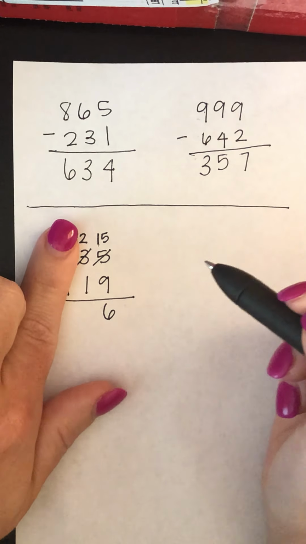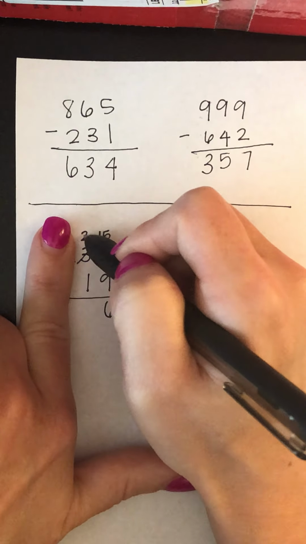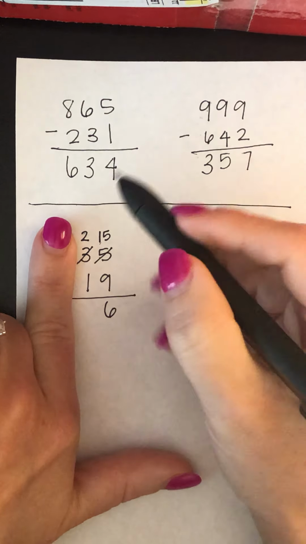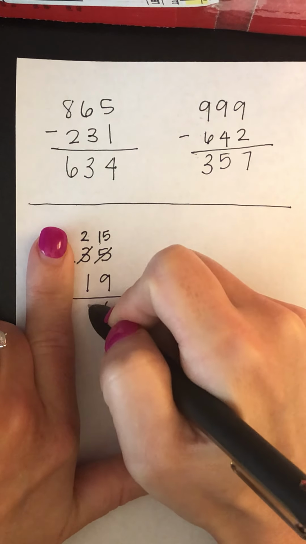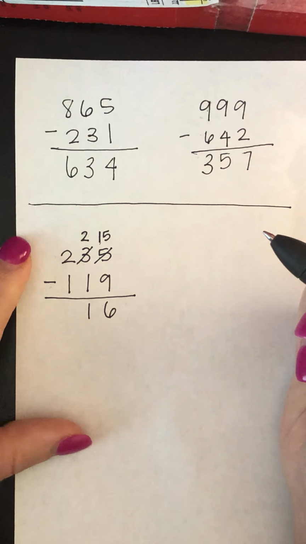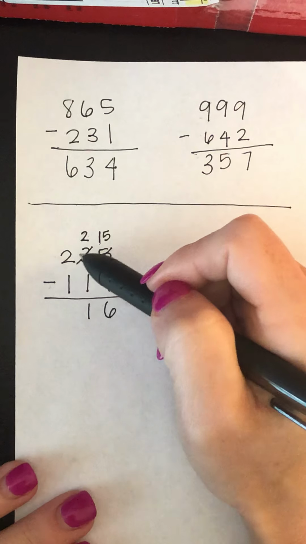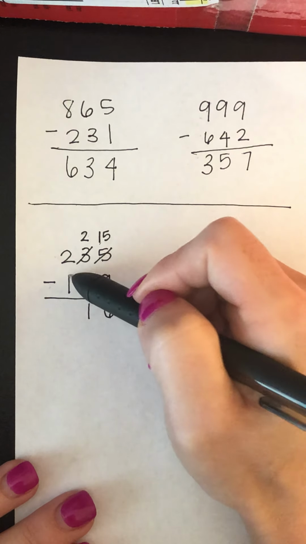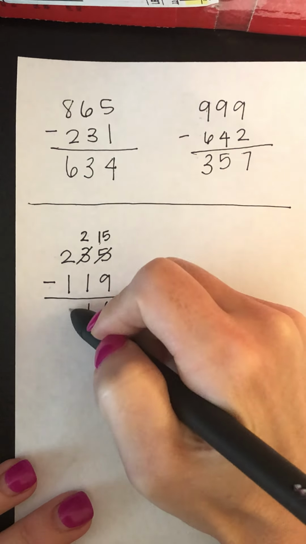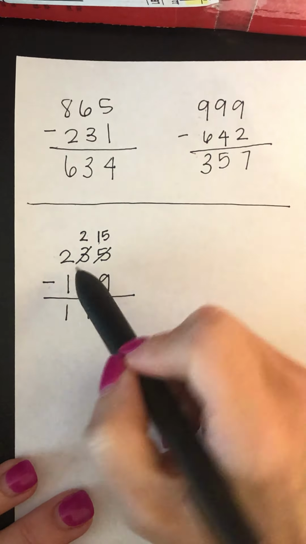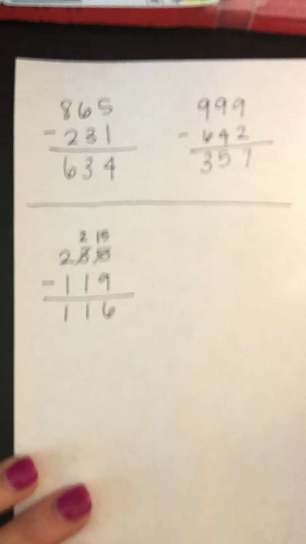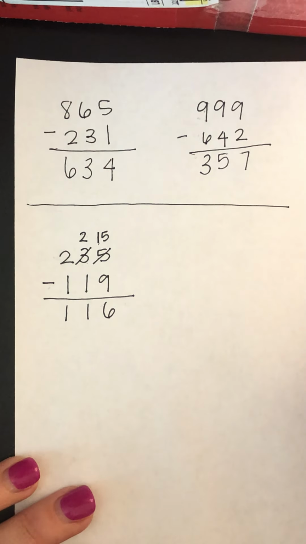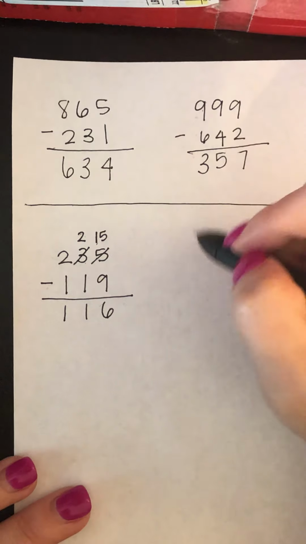Then I go to the tens place. 2 minus 1, I can do that. There's more on top, no need to stop. 2 minus 1 is 1. And last, we have in the hundreds place, 2 minus 1, again, is 1. So 235 minus 119 equals 116. Okay, let's do another one.